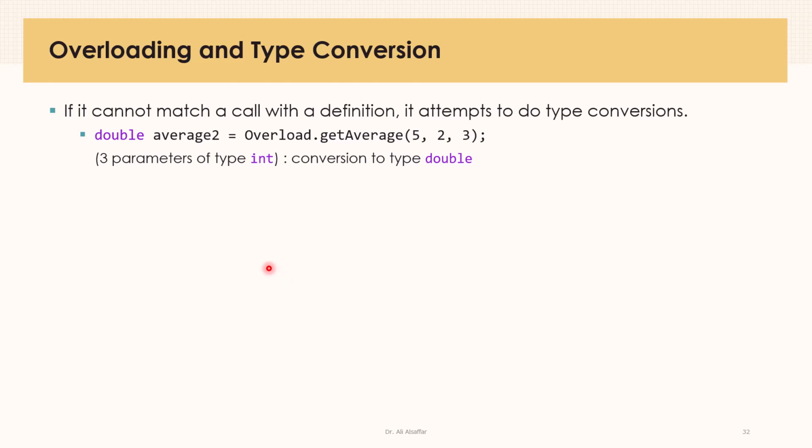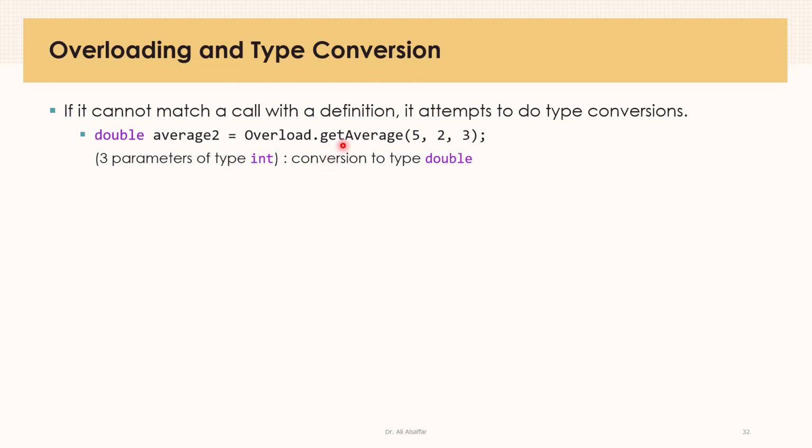For example, if we are considering the getAverage method in our previous example, remember that we defined it 3 times. In the first definition, the signature had 2 double input parameters. The second signature had 3 double input parameters. The third signature had 2 input characters.